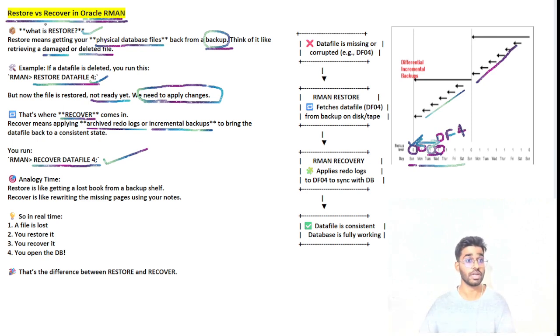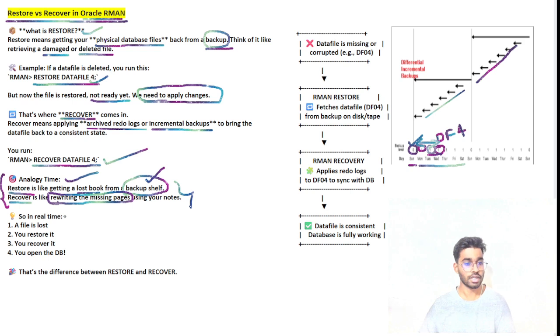What is the difference between restore and recover, in a simple analogy? This is a daily-life example. Restore is like getting a lost book from a backup shelf. The whole book was lost and we are getting it from the backup shelf. But recover means we have the book, but some pages are missing. Rewriting those missing pages is called recover. That is the main difference between restore and recover.